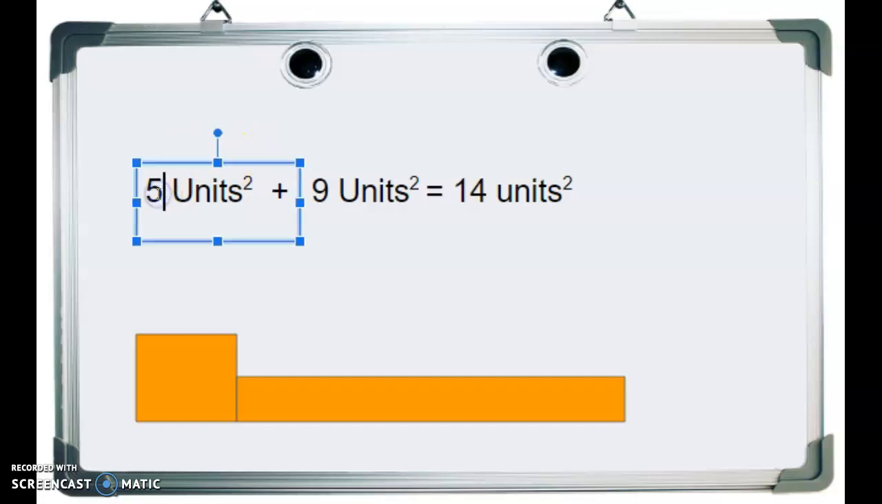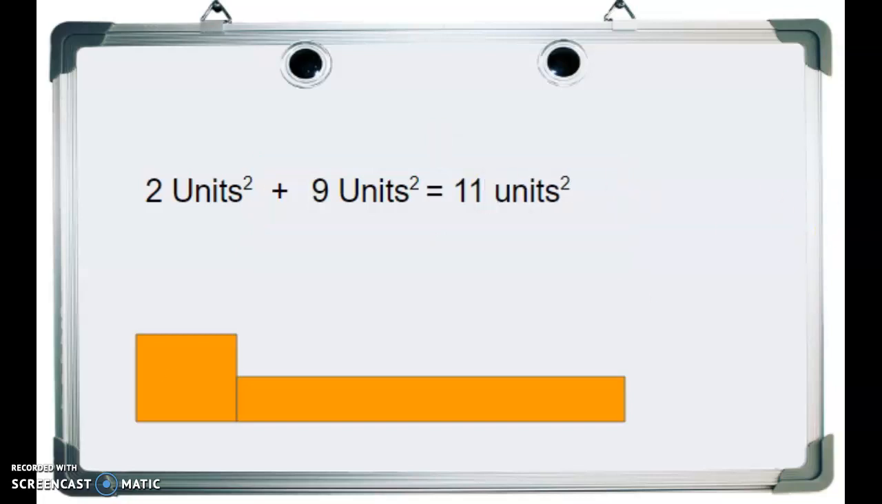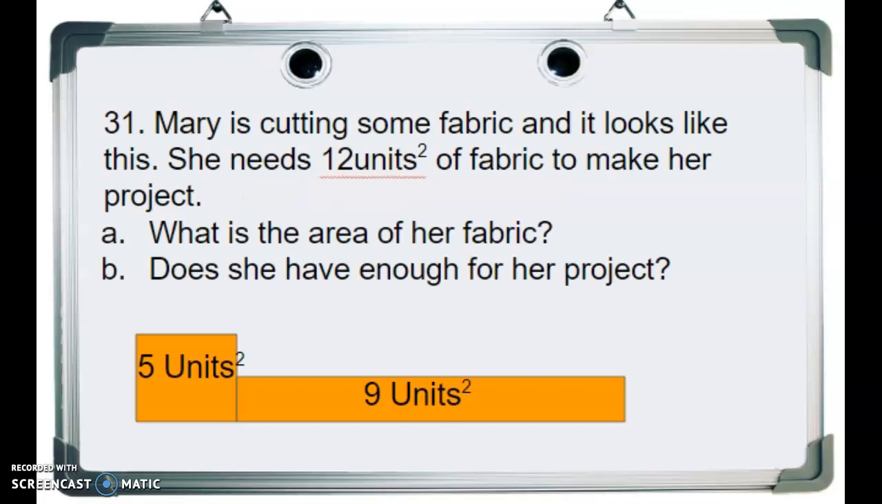Now, if this were instead 2 units squared, and she only had 11 units squared of fabric, would she have enough? No, because she needs 12. So when you're looking through this problem, it's pretty simple. For part B, when it says, does she have enough for her project? Think about how much they have and how much they need. Sometimes it'll show you how much they need and you have to figure out if they have enough. So be thinking through that.